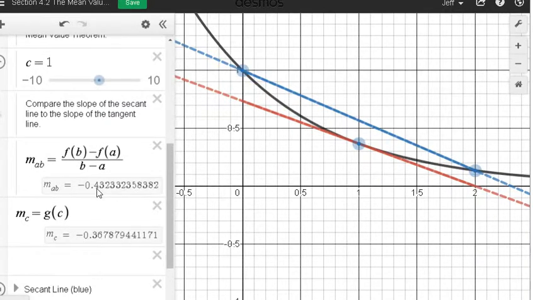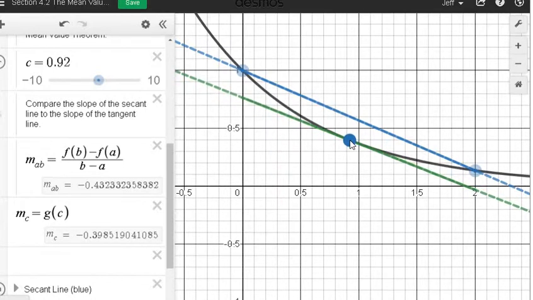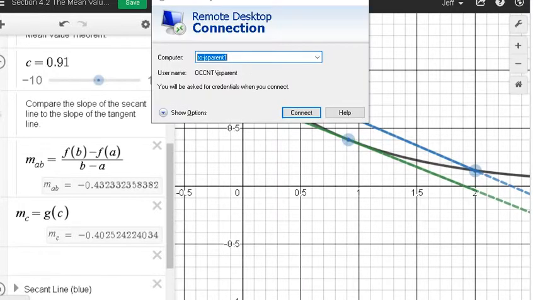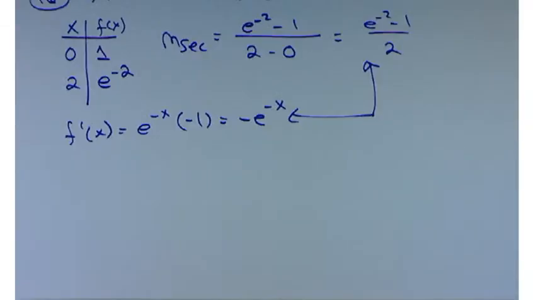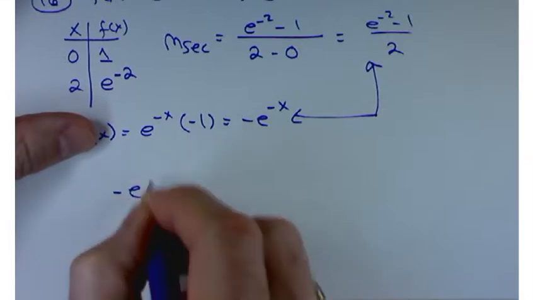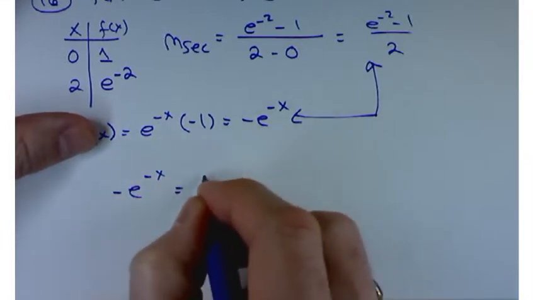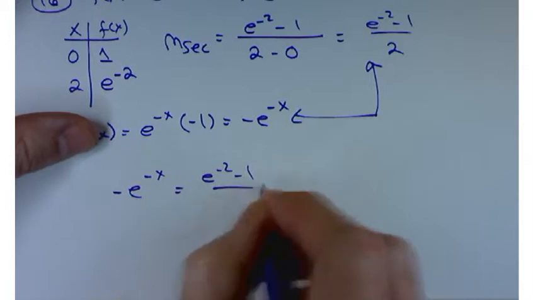So here's the slope of the secant line as a decimal, negative 0.43, etc. And here's the slope of my tangent line, which, all right, not too close. Let's see if I can get a little bit better. But I want to get really close. So I want to solve for this point exactly. Let's see if we can't do that. That would mean solving this equation. So it's negative e to the negative x equals e to the negative 2 minus 1 over 2.